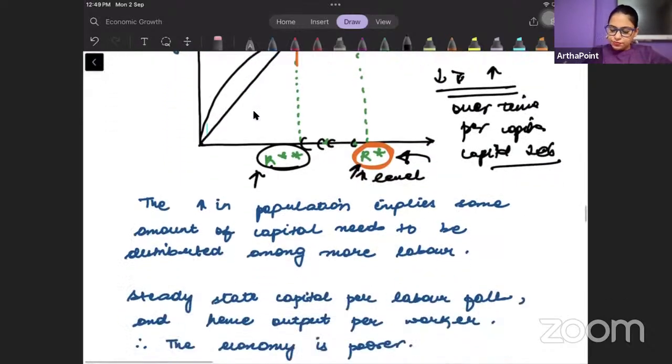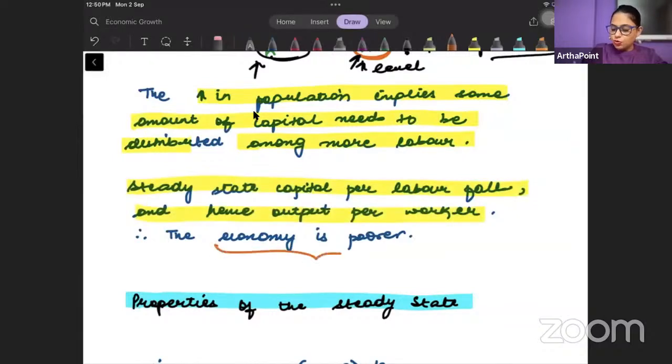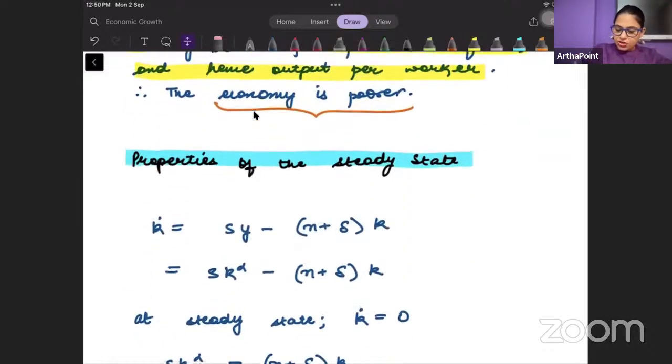Now read it out. The increase in population implies the same amount of capital needs to be distributed among more labor. So जब population बढ़ गया, the same capital is now being distributed among more people. Steady state level of capital falls, hence output falls, economy becomes poor. So we now understand two things. दो चीजें हमें पता चलती हैं.